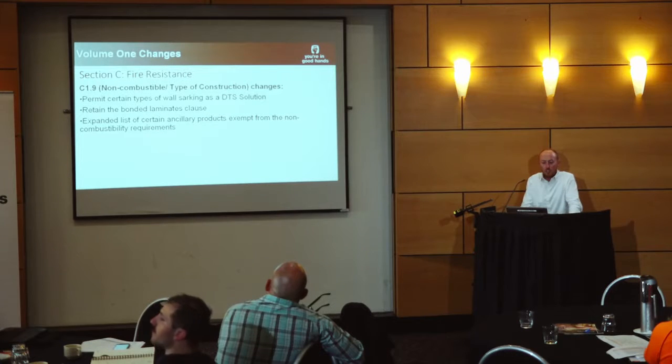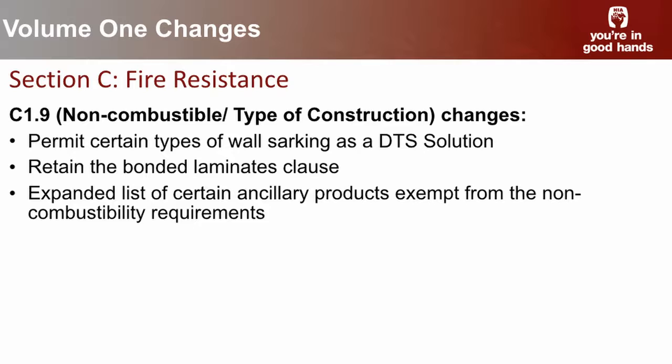So there's been a few changes to the non-combustibility requirements in the code. And I mentioned before about permitting certain types of wall sarking as a deemed to satisfy solution, which is one of those changes. I think we've all been trying to get to the bottom of this for a little while: does it need to be non-combustible, or could it just meet a flammability index for the sarking when it's shielded in the wall?